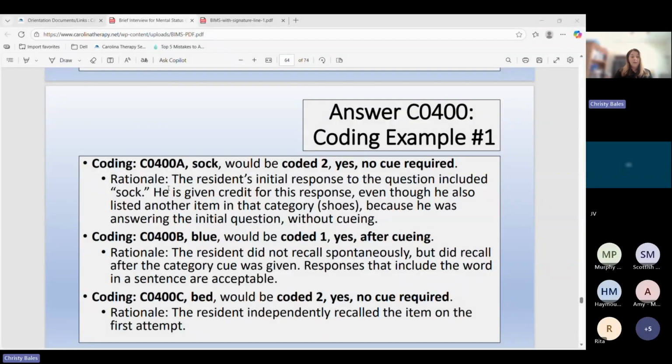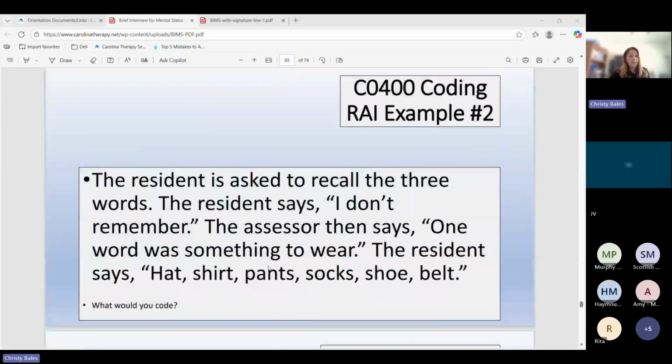So just so you know. And then bed would be coded 2, yes, no cue required. Rationale: the resident independently recalled the item on the first attempt. All right, they're going to give you a second one that's going to be very different.